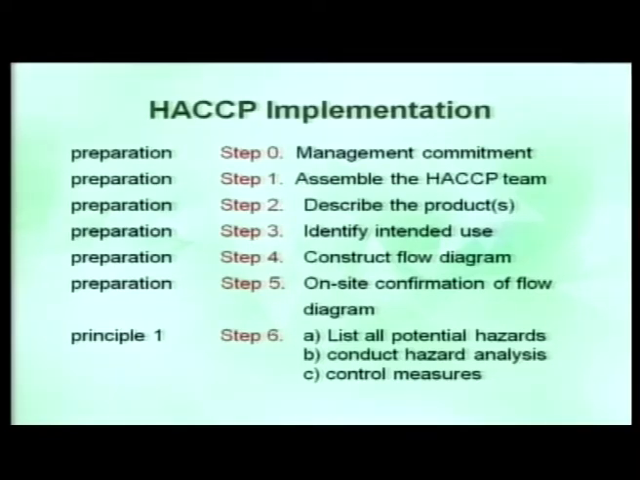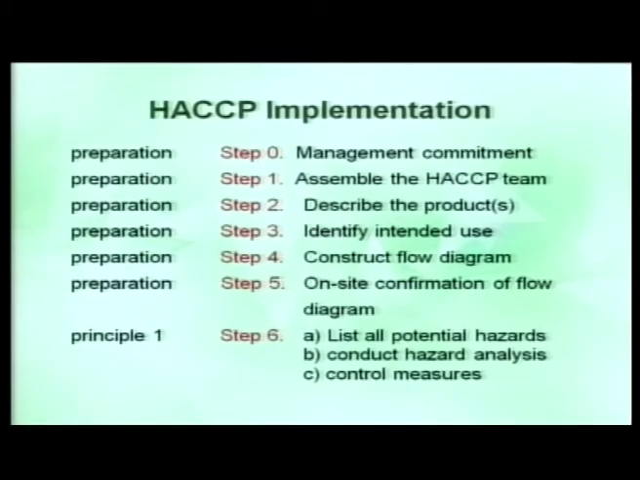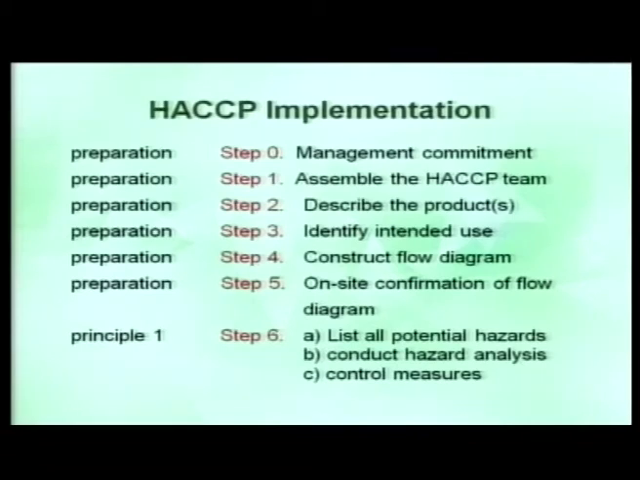Step 2 refers to the description of the product. The product includes finished products, raw materials and any product contact material which comes in contact with the food products. Step 3 of the HACCP implementation is the identification of the intended use. When we say intended use, it means who is going to consume my product when I supply it. There are certain specific conditions for certain categories of the product which need to be identified at this stage.